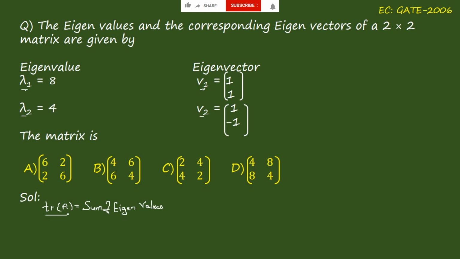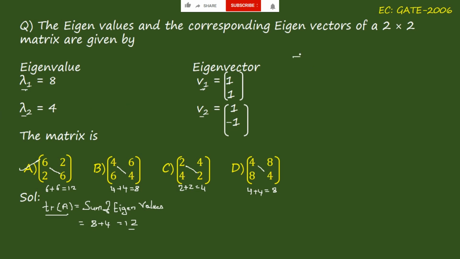We know this one, right? So what is the trace of a matrix A? It is the sum of the diagonal elements. If you consider matrix A, it is 6 plus 6, which is equal to 12. If you consider B, it is 4 plus 4, which is equal to 8. If you consider C, it is 2 plus 2, which is equal to 4. And if you consider this one, it is 4 plus 4, which is equal to 8. What is the sum of the eigenvalues we got? It is 8 plus 4, lambda 1 plus lambda 2, which is equal to 12. So the option that satisfies is option A. So answer is option A. It's a simple thing, right?